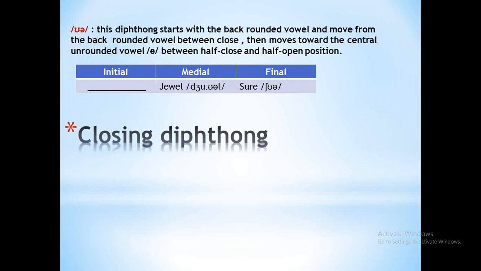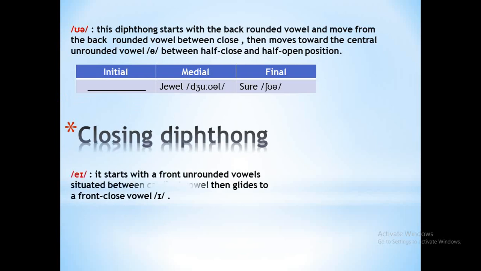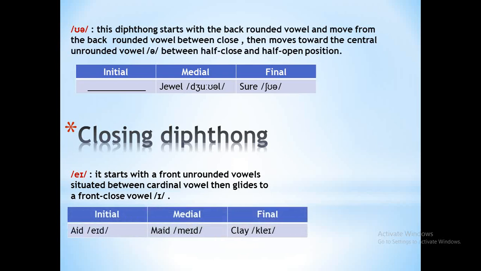Now we will talk about the second part of diphthongs, closing diphthongs. We will start with A. It starts with a front and rounded vowel situated between cardinal vowels, then glides to a front closed vowel. So we have aid in initial, made in middle, and clay in final.